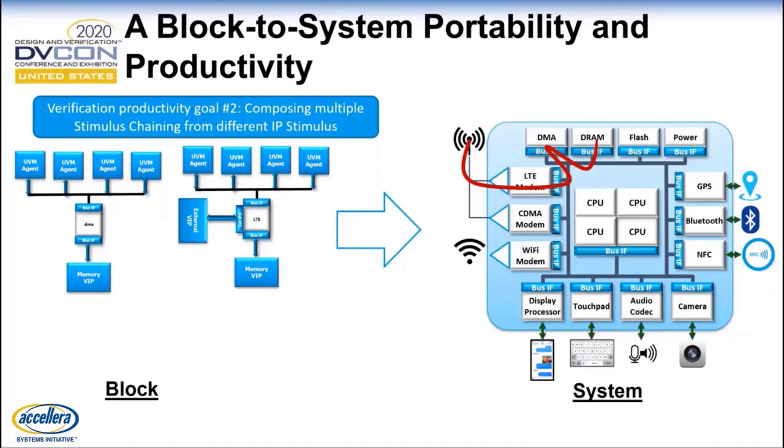And we want to create scenarios where, for example, a packet will come in through the LTE, it will be transferred to memory through a DMA transfer, and will find itself in DRAM. Okay, so this is kind of a chaining, but you can imagine any level of chaining and any length of the chain where one piece of data is moved from one IP to another IP, and so on and so forth in a system level scenario.